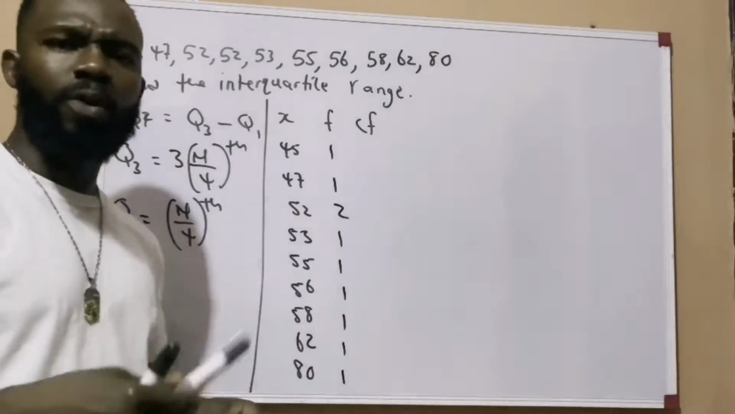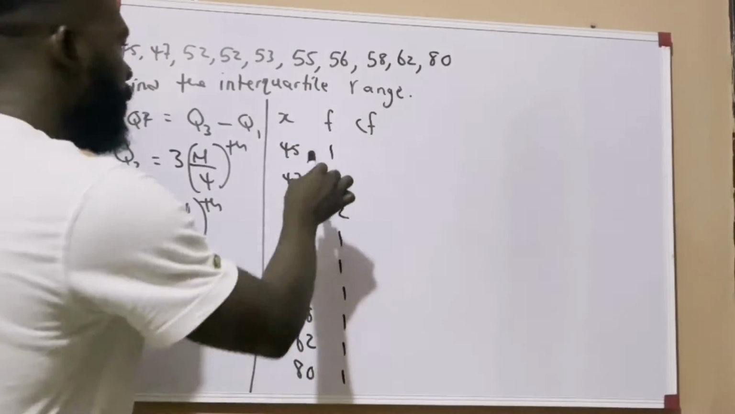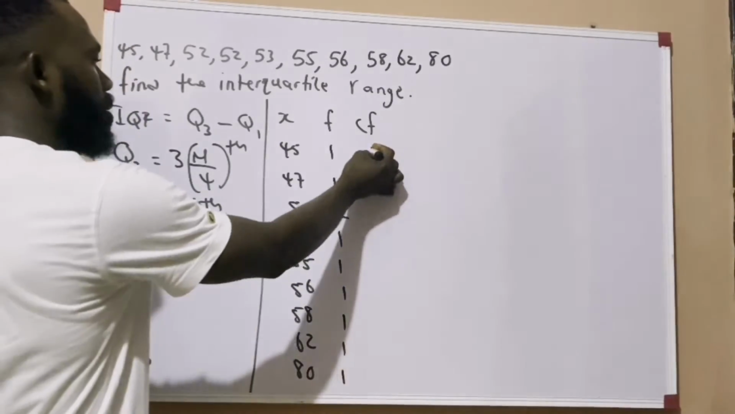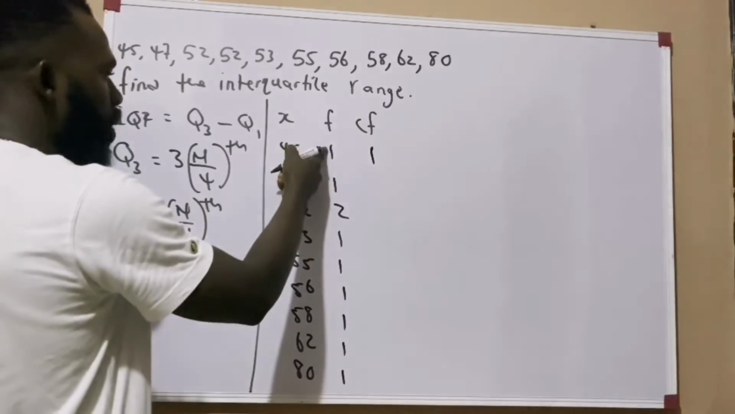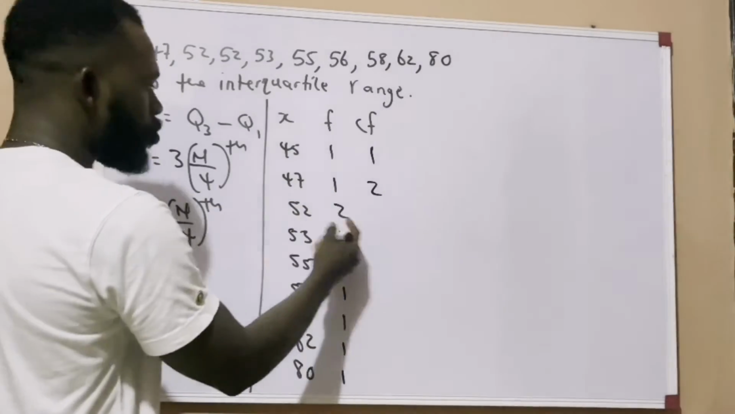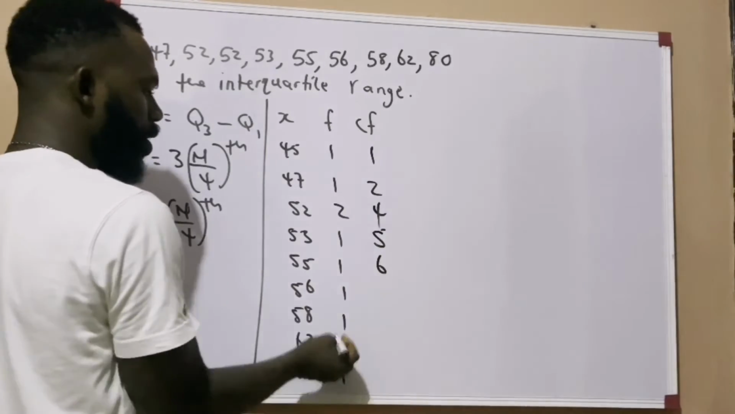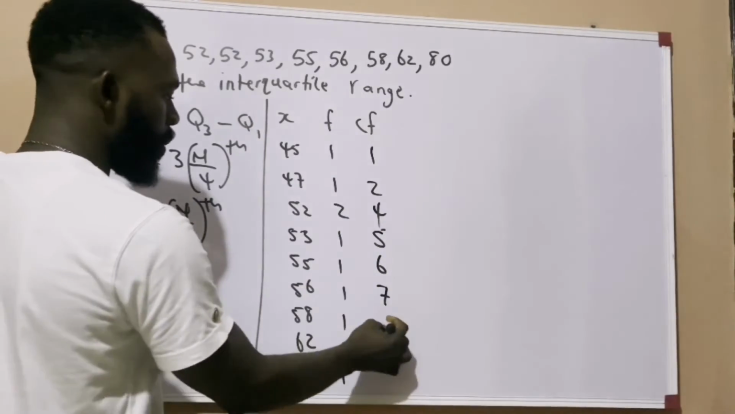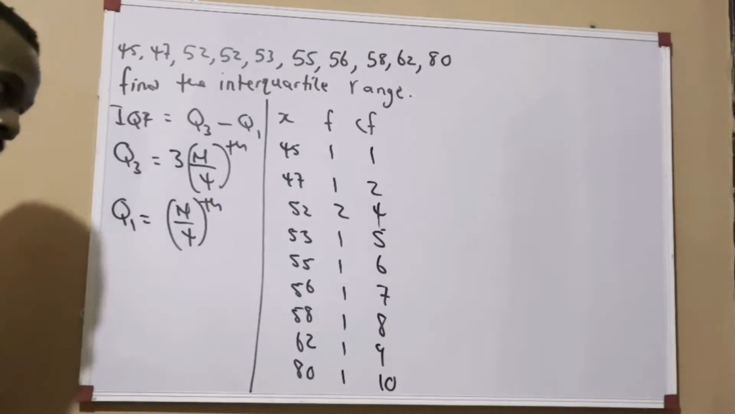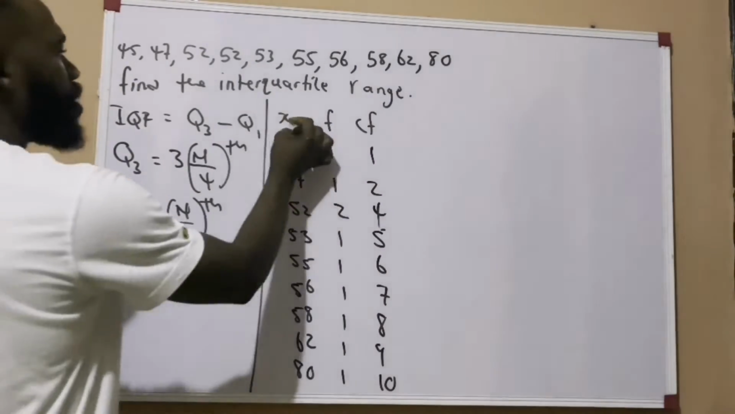To get your cumulative frequency column, it simply means adding your frequencies step by step. The first frequency I have is 1. There is no number to add to 1, so it remains 1. Then 1 plus 1 gives us 2, 2 plus 2 gives us 4, 4 plus 1 gives us 5, 5 plus 1 gives us 6, 6 plus 1 gives us 7, 7 plus 1 gives us 8, 8 plus 1 gives us 9, and 9 plus 1 gives us 10. This is our cumulative frequency column.